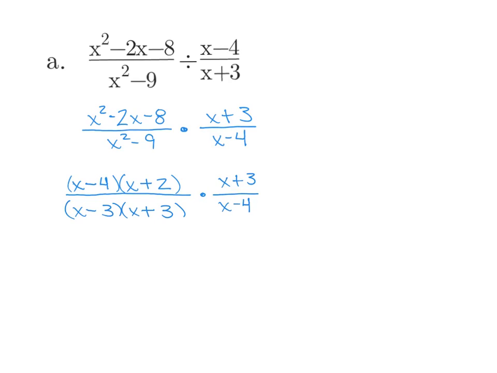We've now factored everything, so my next step is to cancel common factors. What can I cancel? Well, I have an x minus 4 in the top and a bottom. I also have an x plus 3 in a top and a bottom. What is left over? On the top, I am left with x plus 2. On the bottom, I am left with x minus 3. And we're done.